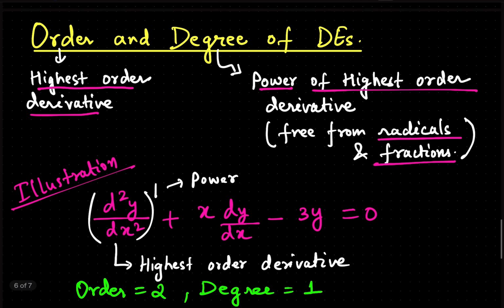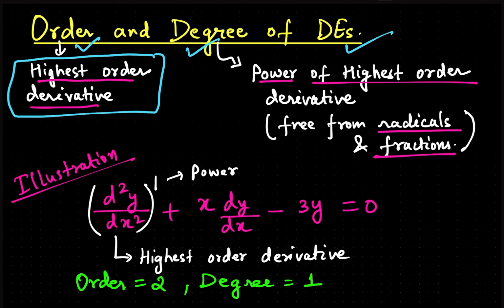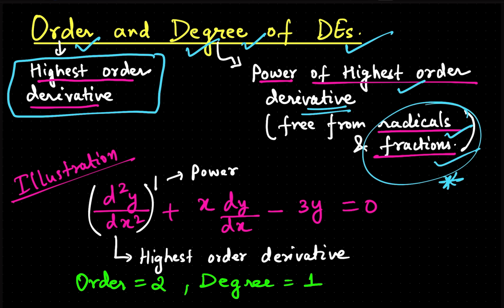Now let's discuss what the order and degree of a differential equation are. What does order mean? The order of a differential equation is the order of the highest derivative. And what is the degree of a differential equation? It is the power of the highest order derivative. It should be free from radicals and fractions. Why this is important, we will discuss. You should make sure that the power of the highest order derivative is free from fractions and radicals. It should be a whole number, a natural number type.